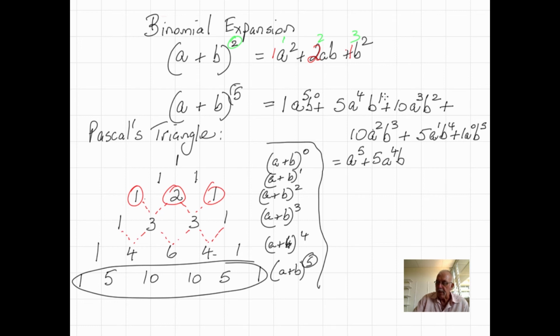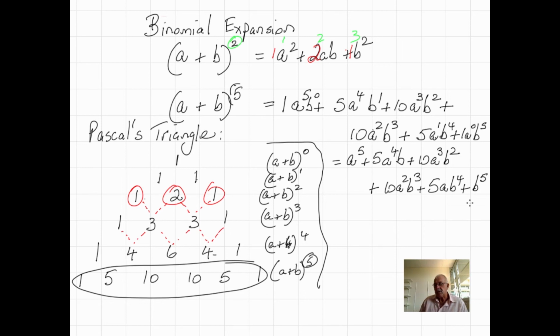We don't write b to the power of 1, we just write b, plus 10a to the power of 3, b to the power of 2, plus 10a to the 2, b to the 3, plus 5. Now we're looking at this term here. A to the power of 1 is just a, b to the power of 4, plus, we don't write the 1, a to the power of 0 is 1, so 1 times 1 is just 1, b to the 5, or we just write b to the power of 5.